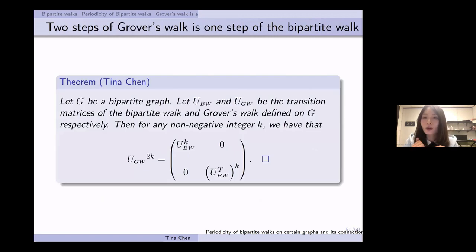Okay, so in the case when the graph is biregular, you can define two different discrete quantum walk models on your graph G. You can either define a Grover walk or you can define a bipartite walk. And in that case, for any non-negative integer k, every 2k steps of your Grover walk can be written as the direct sum of k steps of your bipartite walk.